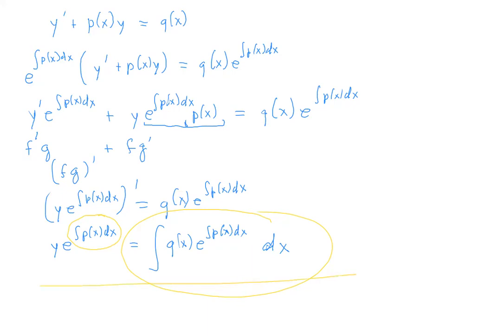The way it's given, it's implicit, but it can be made explicit simply by dividing by e to the integral of p of x dx. So this is the theoretical description. Fortunately for us, fortunately for everyone, we will not have to keep coming back to this expression, but we will just need to do it through specific examples. So let's do a specific example.